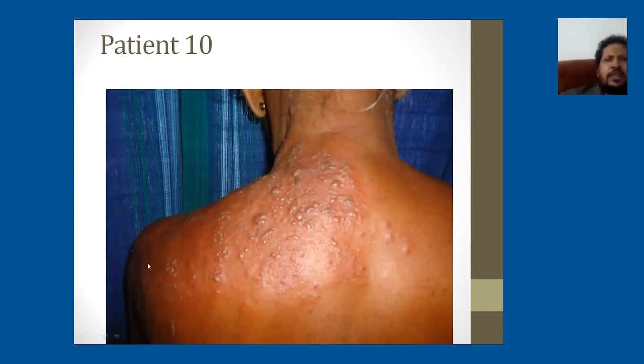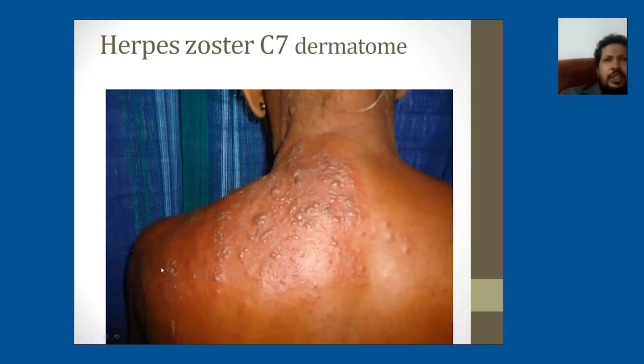So this is a typical feature of the herpes virus group, including varicella and herpes virus, right? So this is herpes zoster involving the C7 dermatome. Now, herpes zoster, as you all are probably aware, is due to reactivation of the varicella zoster virus or the chickenpox virus. It's not due to herpes, it's due to the varicella zoster.